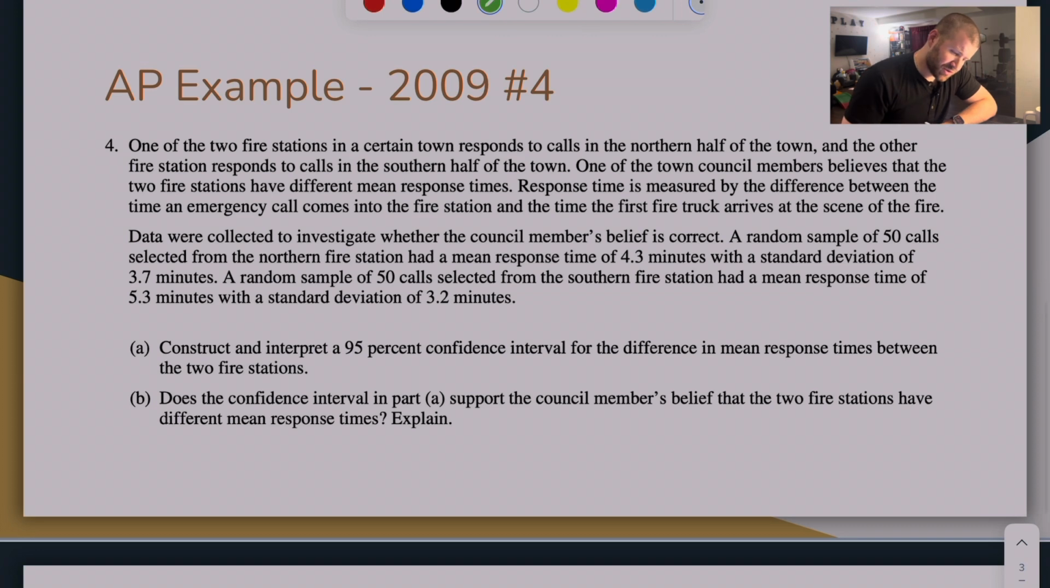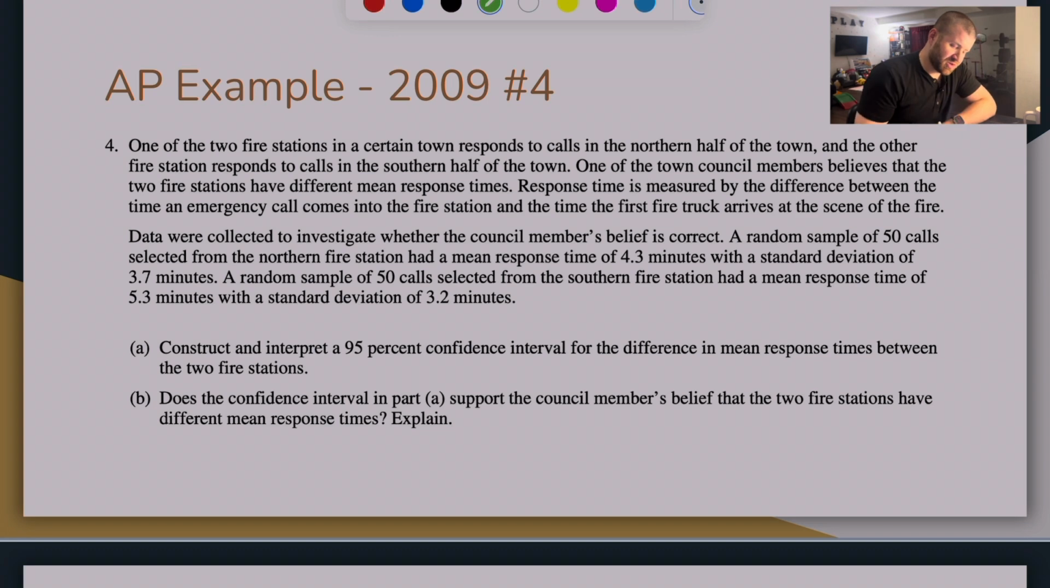So for this particular one, we have two fire stations in a town, and one of the town council members believes that they have different mean response times. And so in this particular case, we have two completely separate fire stations. One's in the northern half, one's in the southern half. And I don't think I have any reason to believe that these standard deviations are the same.